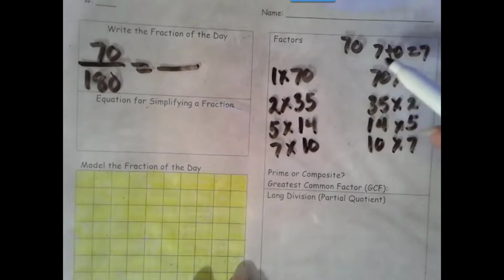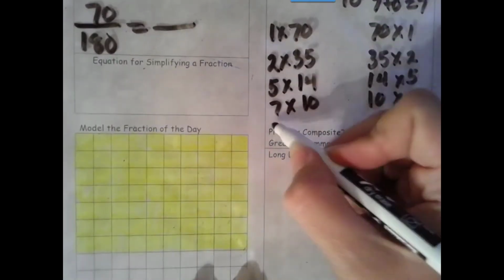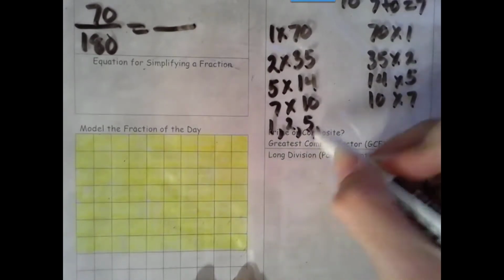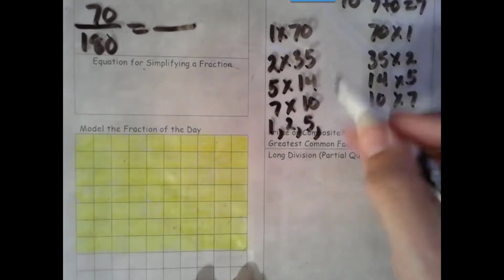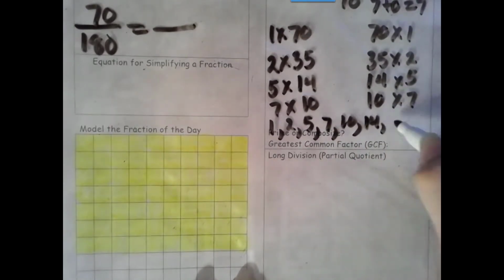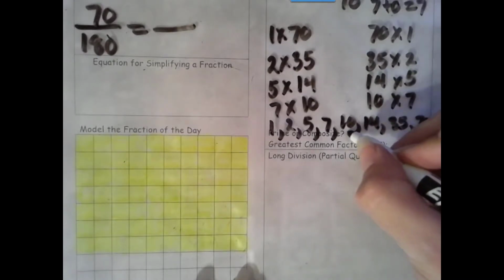9, the rule is the same as for 3. When we add the digits together, we get 7. 7 is not a multiple of 9, so 9 is not a factor. We get to 10, and we are done. Let's go ahead and list our factors from least to greatest: 1, 2, 5, 7, 10, 14, 35, 70. Since we have 8 factors, is this prime or composite? It is composite.